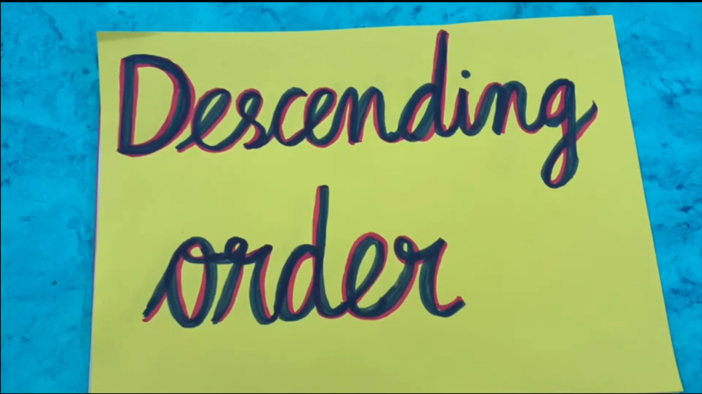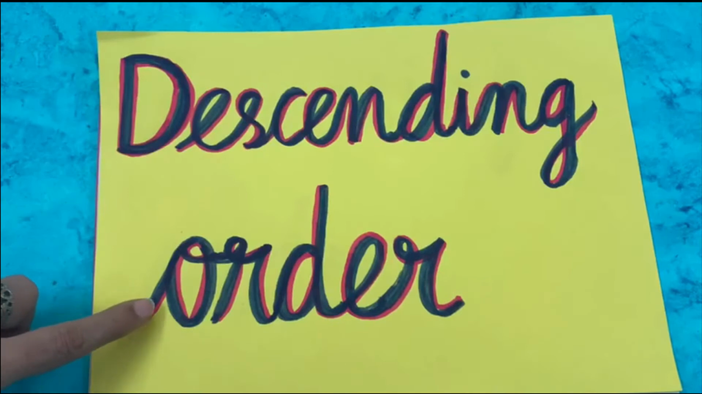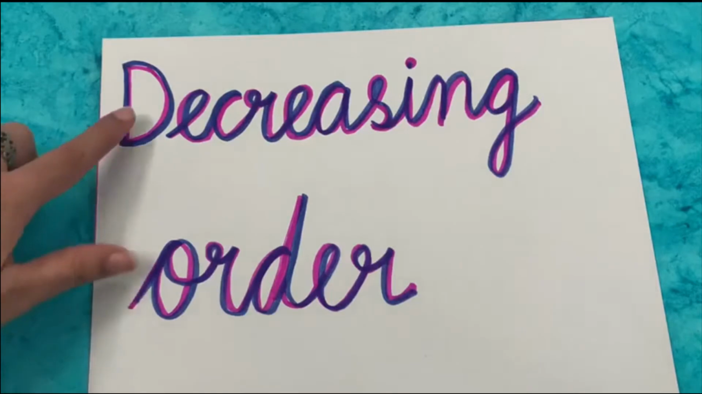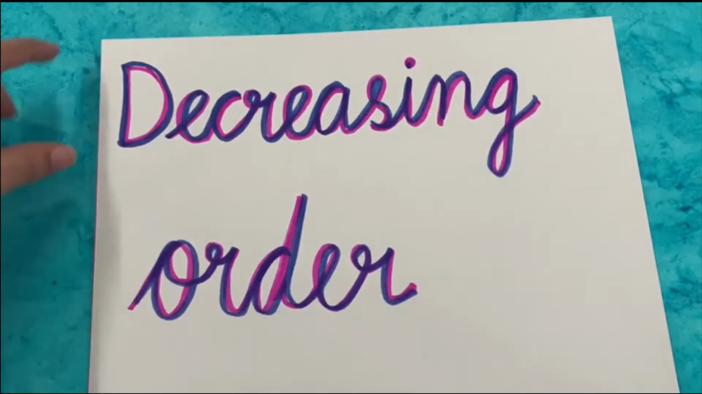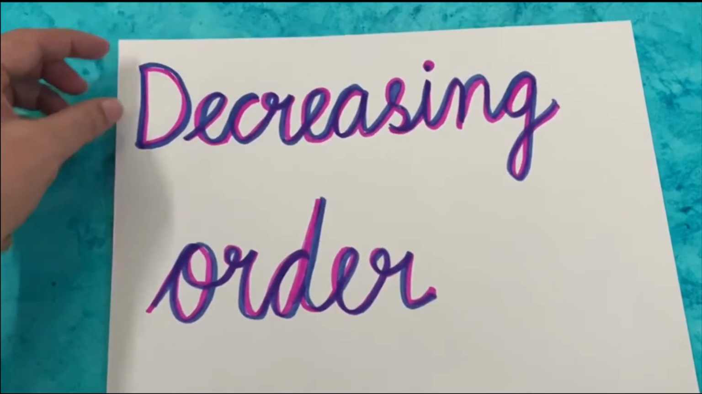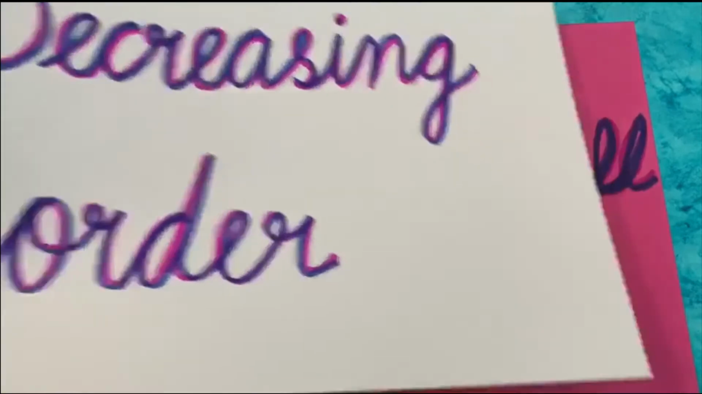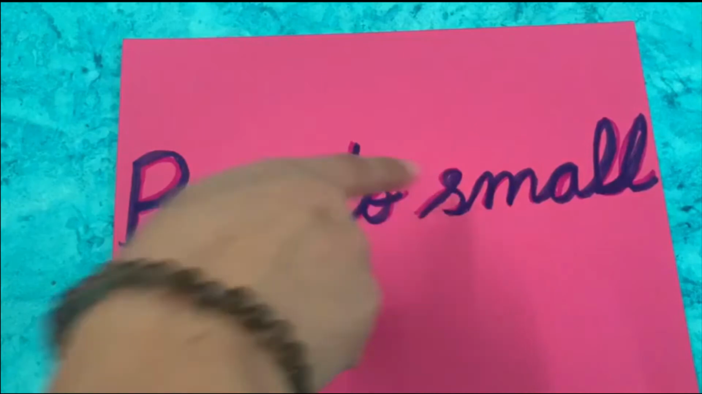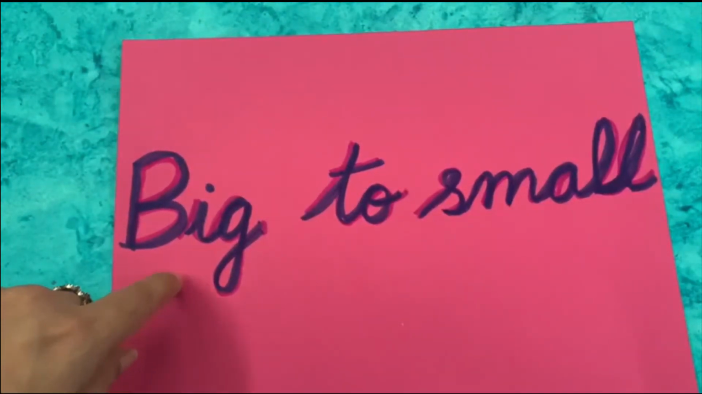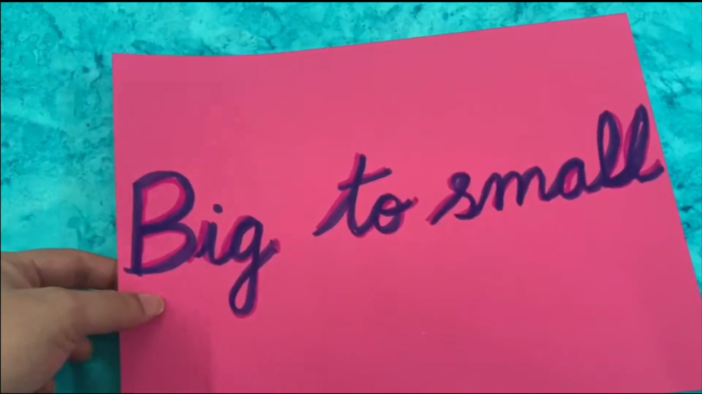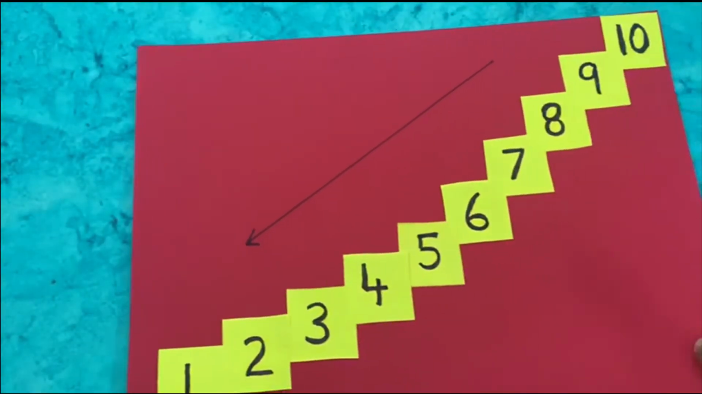So children, let's start with descending order. Descending order is also called decreasing order. Do remember one thing, that in descending order, we move from big to small, from big number to small number. In descending order, we descend. We move from big number to small number.